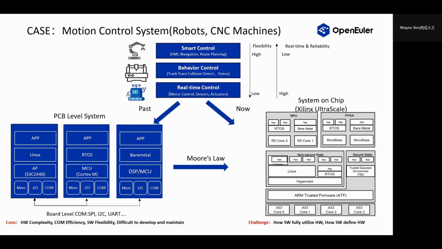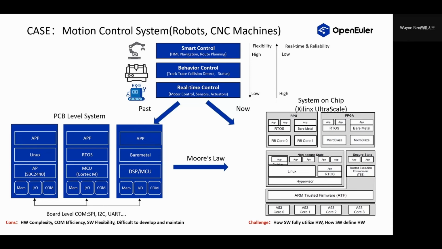But the problems of PCB-level systems are hardware complexity, with several chips and the corresponding memory, power, and clock; low communication efficiency, with limited channels and limited rate; and low software flexibility, because software is located in different RAM chips or flash chips. They are also difficult to develop and maintain because different runtimes and different OSes are involved. They have different flows.